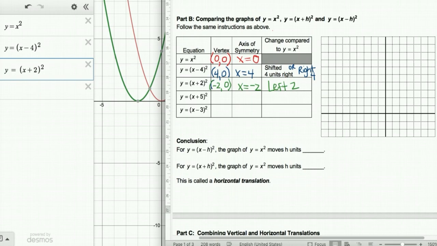All right, so from here, can you predict what these will be? Go ahead and predict it, and then graph it and see if you're correct.